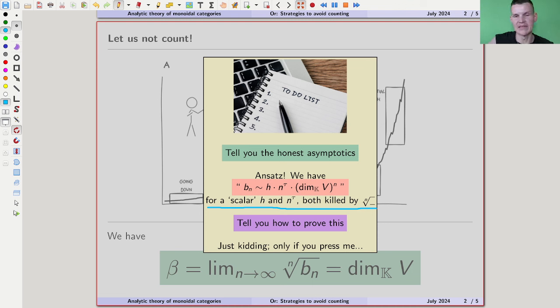So this is the ansatz I take, and I'm going to describe what h and tau are for you. In general, I have some formula that looks as follows: h times n to the tau times beta to the n, and I already told you what beta is. It's the dimension. So I'm going to tell you what tau and h are as well. Hope that makes some sense.